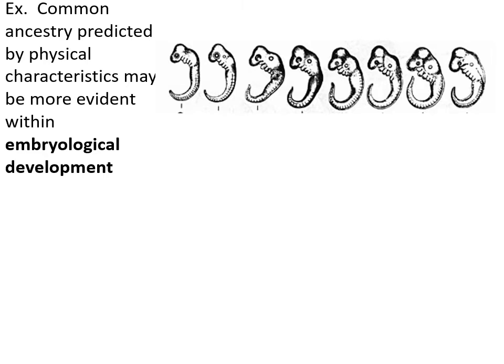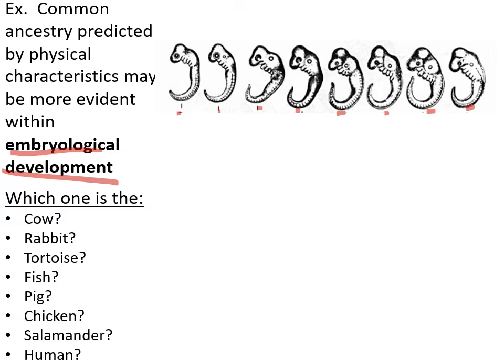Here's an example of how embryonic development can help with this. As animals in particular are developing, they tend to start out quite simply. And so here are a number of different types of animals in different stages of gestation as they are growing. One of them is a cow, one's a rabbit, one's a tortoise, one's a fish, one's a pig, one's a chicken, one's a salamander, and one's a human. But at this particular stage in their embryology, they all look pretty similar.